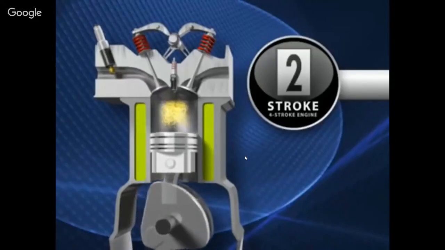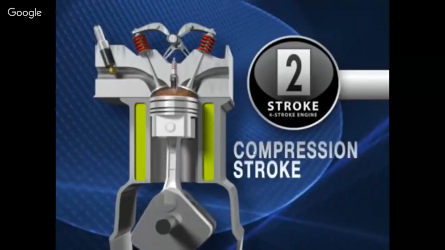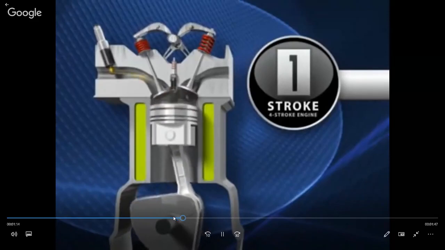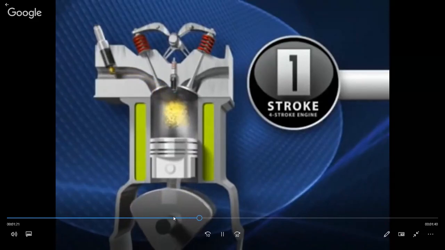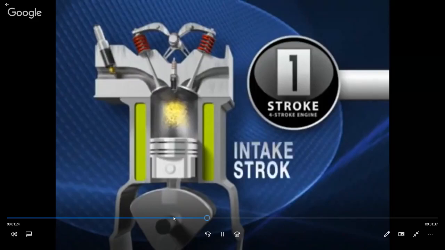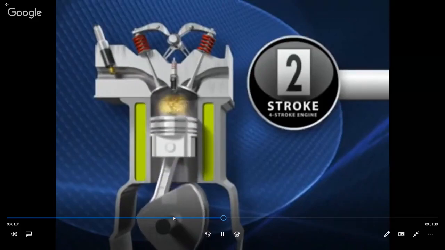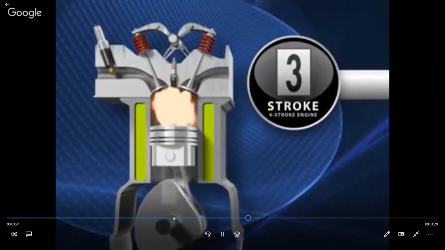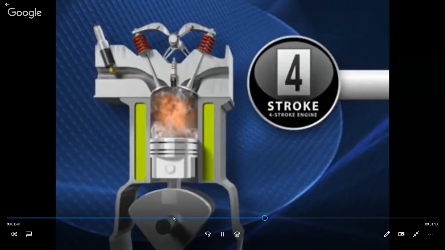This is the first stroke. Now you can see the piston is going from TDC to BDC. The inlet valve opens and the air-petrol mixture is drawn into the cylinder. This is called the first stroke, the suction stroke. Now the piston is moving from BDC to TDC and the mixture gets compressed. You can see at the center a spark plug is there. Burning of the fuel takes place, so power develops and pushes the piston downwards. That is called the expansion stroke.